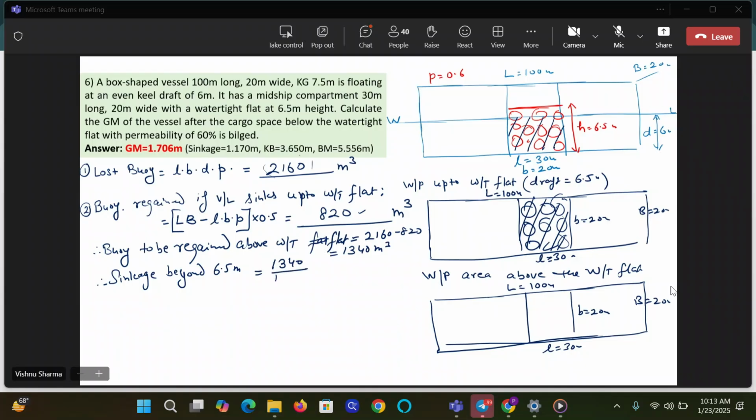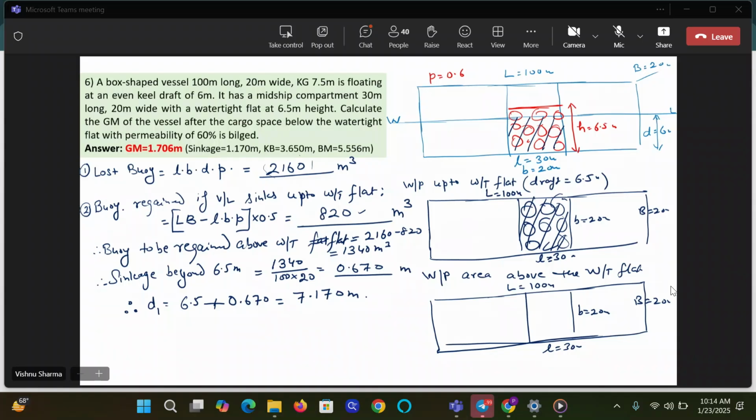Intact water plane is 100 into 20. And how many meters is the additional sinkage beyond 6.5, guys? 0.670. Therefore, your final draft after bilging D1 will be 6.5. You sink to regain 820, plus you sink another 0.670. It will be 7.170. Am I right, Peter?